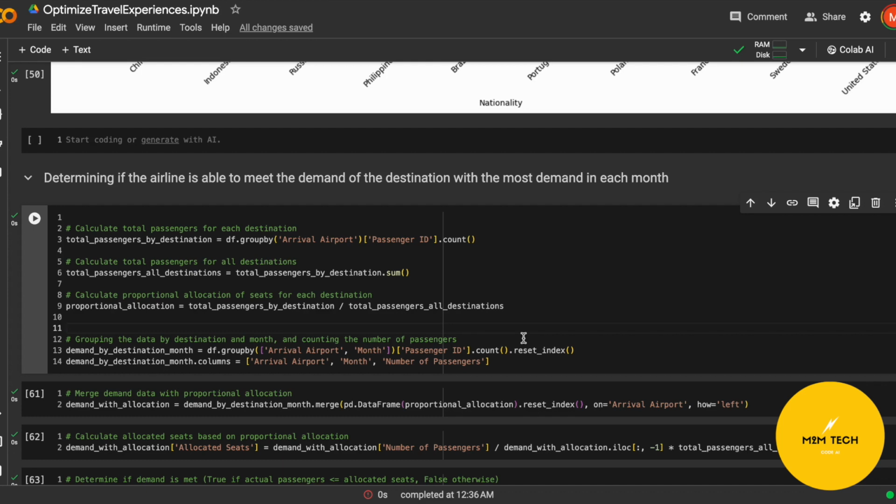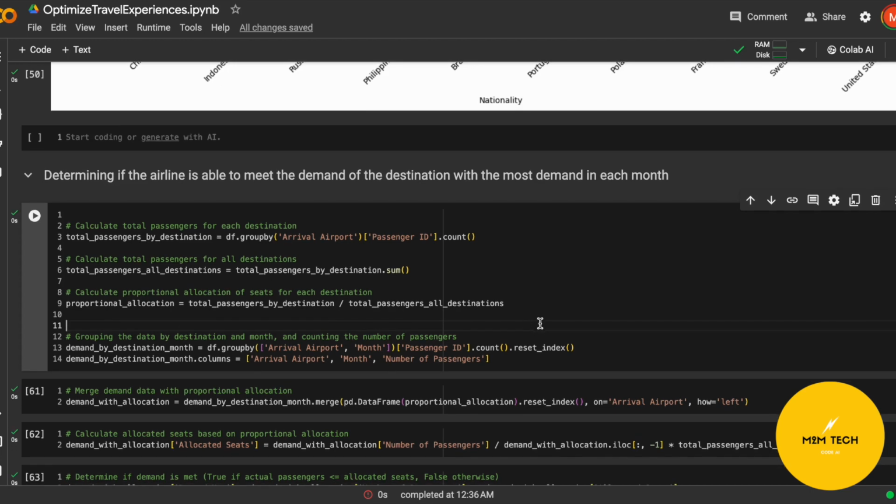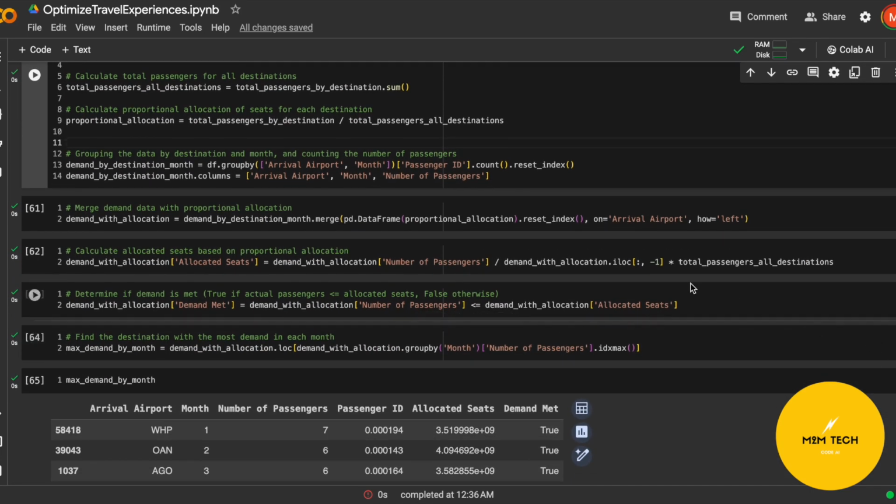So, what I did was I calculated the total passengers for each destination, then calculated the passengers for all the destinations, and then I calculated the proportional allocation of seats that you have for each destination. Then I grouped the data by destination and month and counted the number of passengers. Finally, I merged the demand data with the proportional allocations, and then I calculated the seats based on proportional allocations.